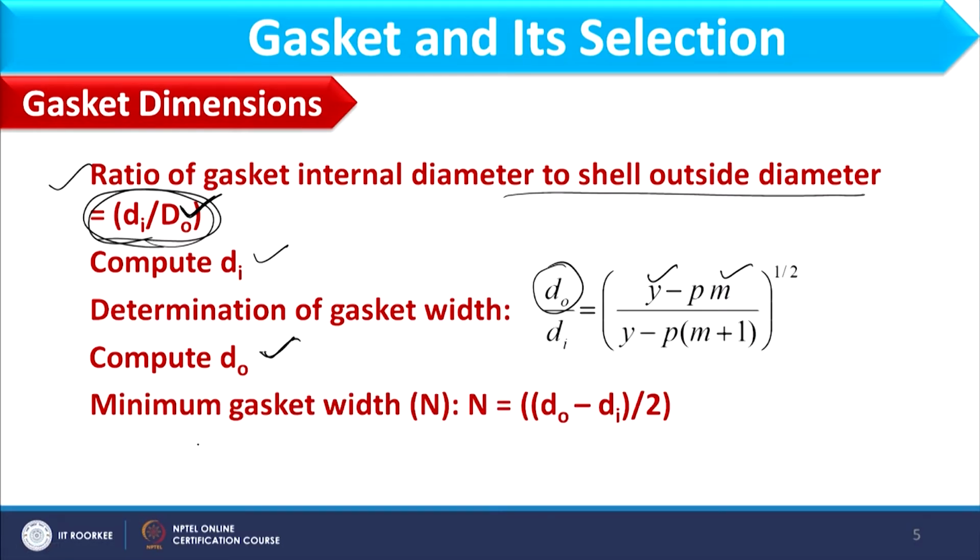Once I know DO, I can calculate the minimum gasket width, and that should be DO minus DI by 2. So, considering these diameters, you can calculate the minimum gasket width. Now, once I have calculated the minimum gasket width, this value should be checked with the gasket width given in the table we discussed in the last lecture. So, that N should be at least greater than them, or if it is less than these values, we can choose the value given in the table. We will exercise that in the example which we will solve, and then you can understand it in a better way.